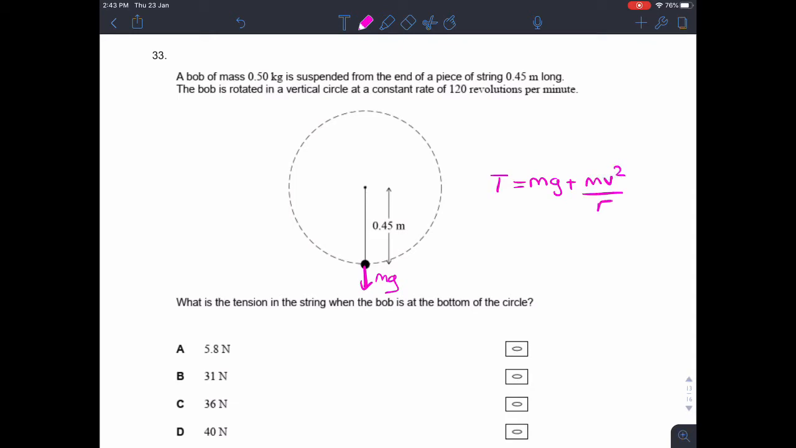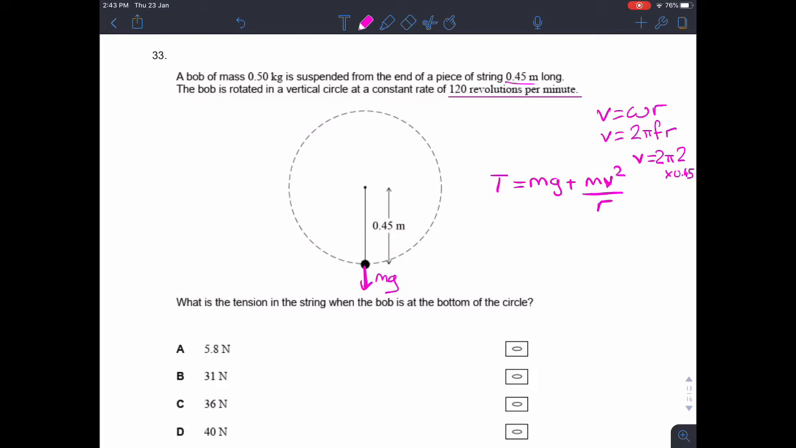Now, we don't really have all of this stuff, but we can figure out v because we know that v equals omega r. And omega is 2 pi f. So the frequency would be how many revolutions happen in a second. This is per minute, so we need to divide that by 60. So the frequency is 2 hertz. So the velocity is 2 times pi times 2 times the radius, which is 0.5 meters.